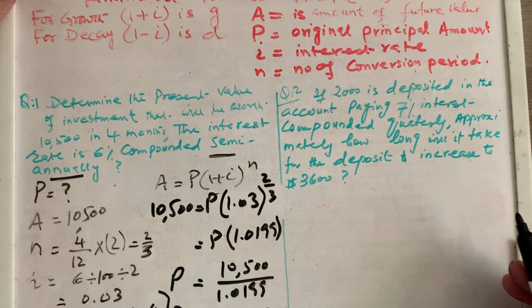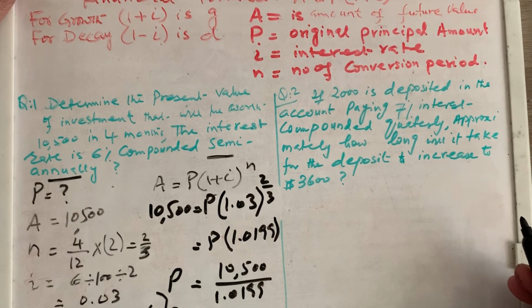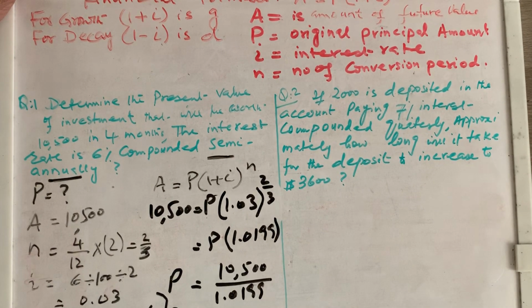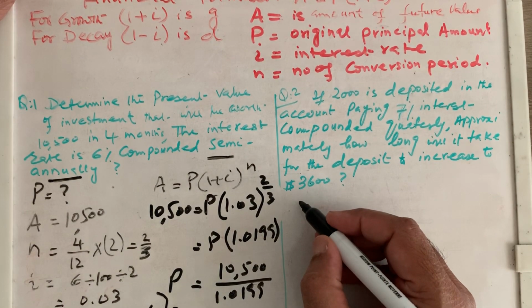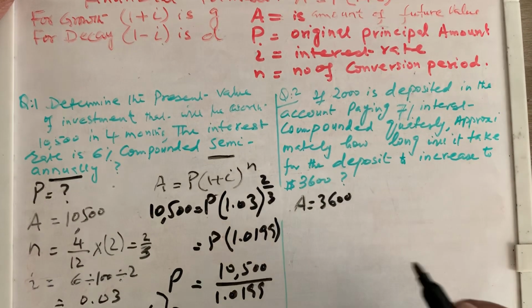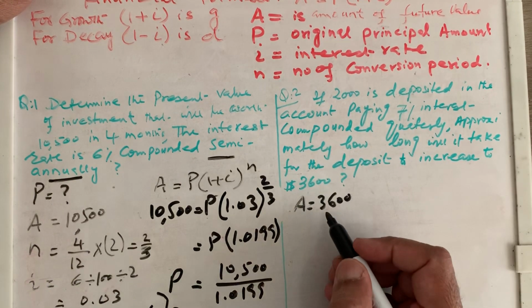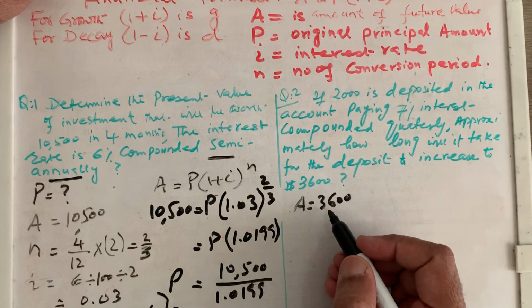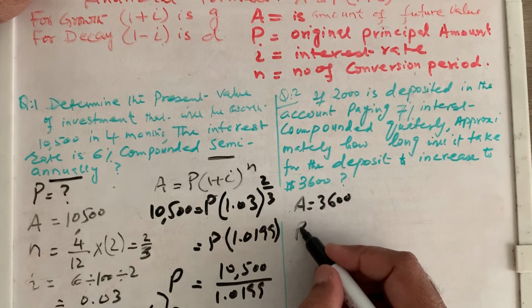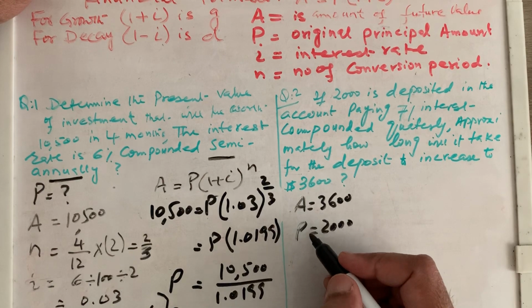How long will it take, right? So how long means n is unknown. But we also have to know the frequency, which is quarterly, which is 1 over 4. So we will set up the given data, and A is given as 3,600. We have to see how much it can increase, right? The deposit increases to 3,600. P is 2,000. What is P? P is the original principal amount.